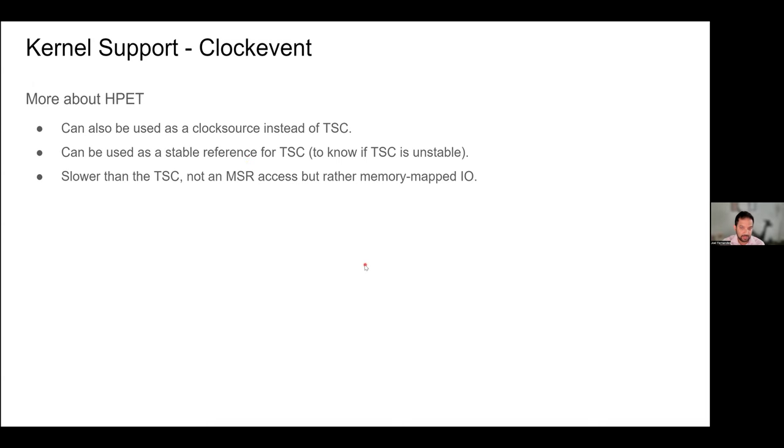But it is slower than the TSC, as I mentioned, and you have to be careful with how often you access it. In fact, there have been performance issues reported on the mailing list where the clock source watchdog was too aggressive and it switched from TSC to edge pet, and now the system has performance issues. The clock source is really important for performance because you update the time every jiffy and you're always reading it, so you want to be sure it's a fast access. It has to be stable as well, but it also has to be fast.